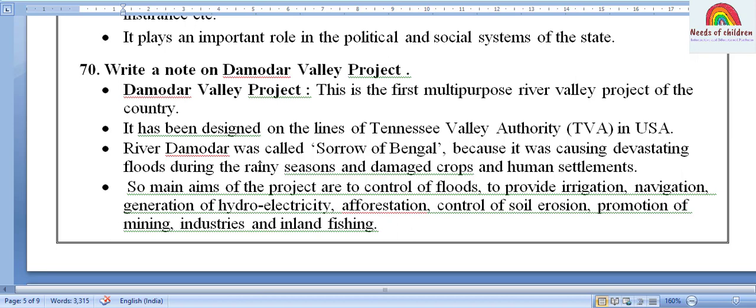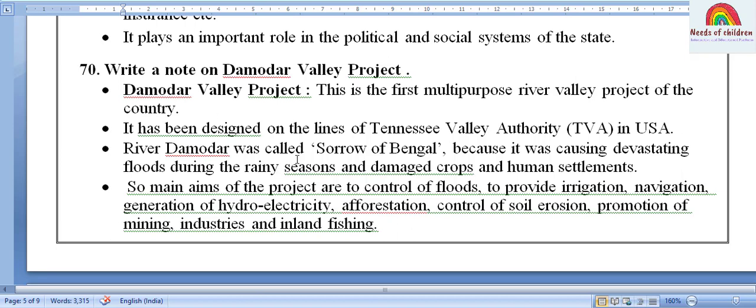Write a note on Damodar Valley project. So dear friends, this question is from the 10th standard Geography, the lesson called Indian Water Resources. Answer: Damodar Valley project is the first multi-purpose river valley project of the country. It has been designed on the lines of the Tennessee Valley Authority in the USA.